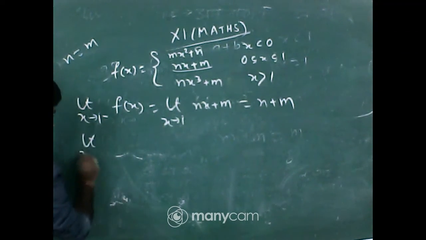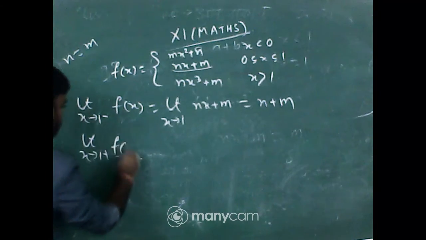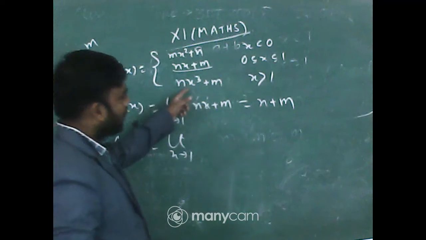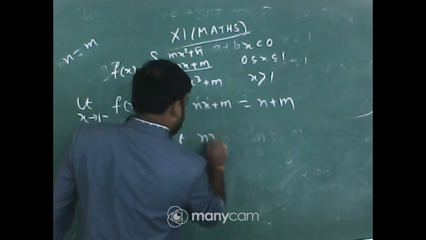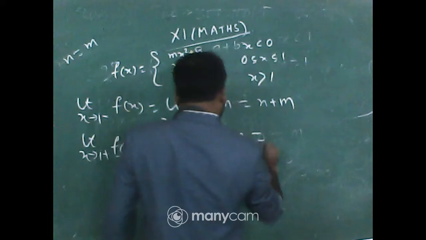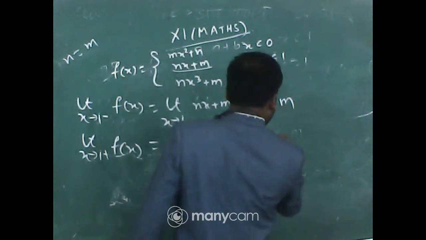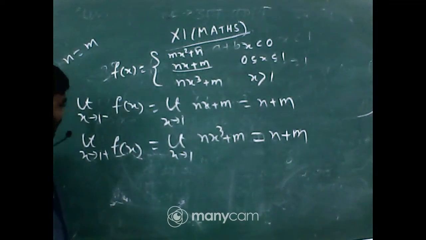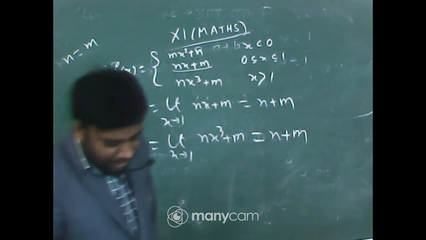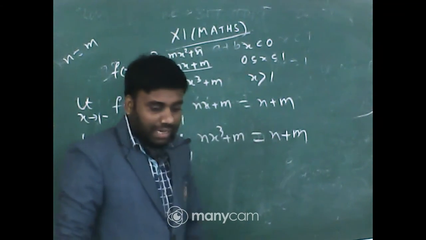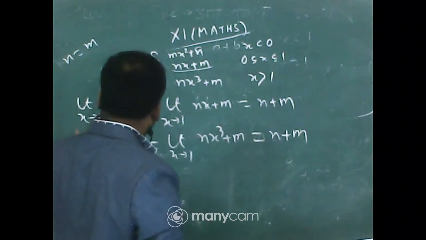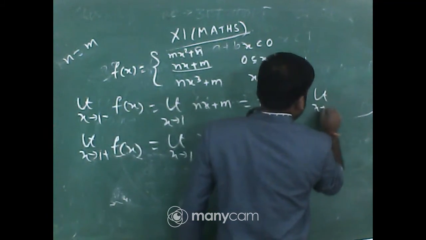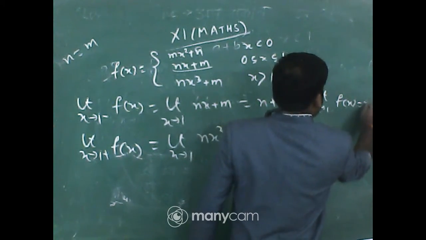And limit x tends to 1 plus fx, that is nx cube plus m, which at x equal to 1 gives n plus m. Got it? n plus m and n plus m. Both are equal, so the left hand limit and right hand limit are equal to n plus m. So limit x tends to 1 fx equals n plus m.